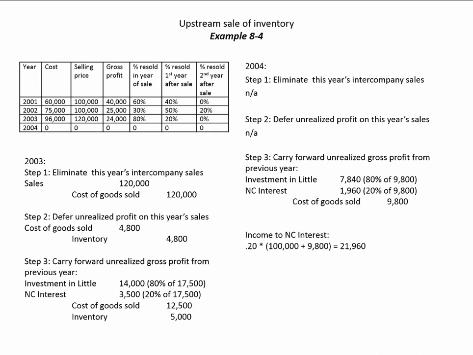Just as sort of a curious point, if you go back and add up the income to the non-controlling interest over the 4 years of this problem, 2001 through 2004, you'll find that it sums to $80,000. And that's 20% of the total reported earnings of $400,000 over this 4-year span. All we've done with these elimination entries is defer the earnings in one period only to recognize them in a subsequent period. It's just affecting the timing of the income recognition rather than the absolute long-run total.